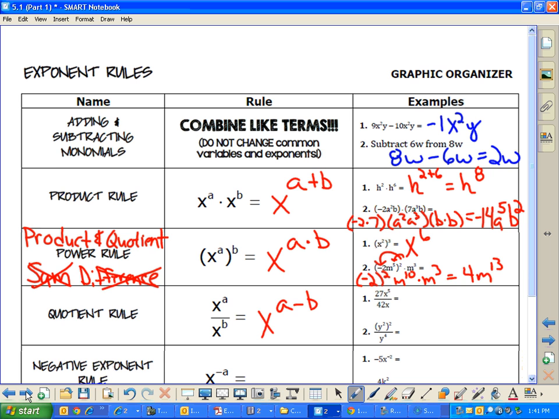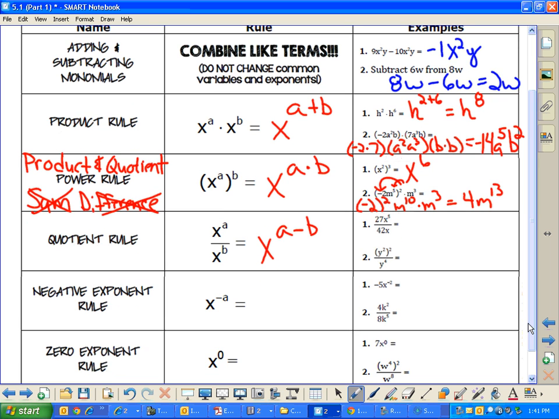So in number 1 here, we have 27x to the fifth over 42x. Common factor is 3, right? So you get 9 over 14 as far as reducing your fraction is concerned. And then we have x to the fifth over x to the first. 5 minus 1 is 4. So you have 9x to the fourth over 14 for that one there.